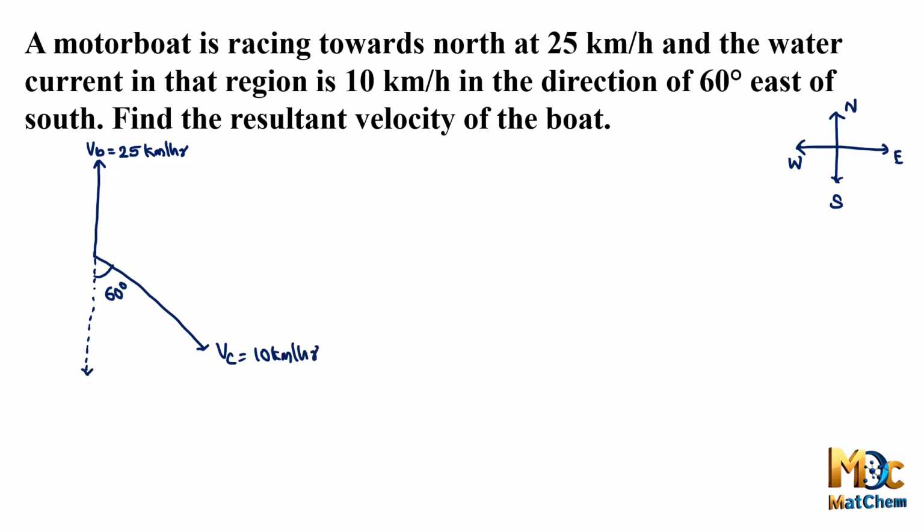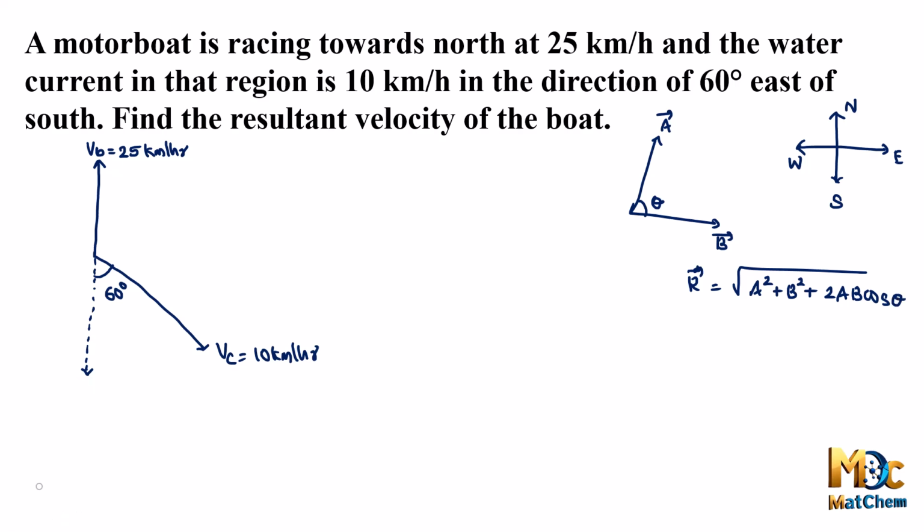So first we will find out the resultant. If you have two vectors, let it be vector A and another vector B, and the angle between these two vectors is theta, the resultant vector R will be equal to square root of A square plus B square plus 2AB cos theta.